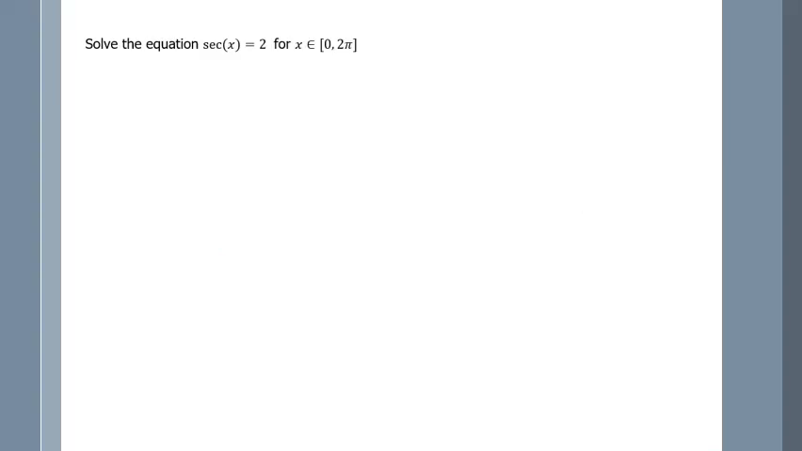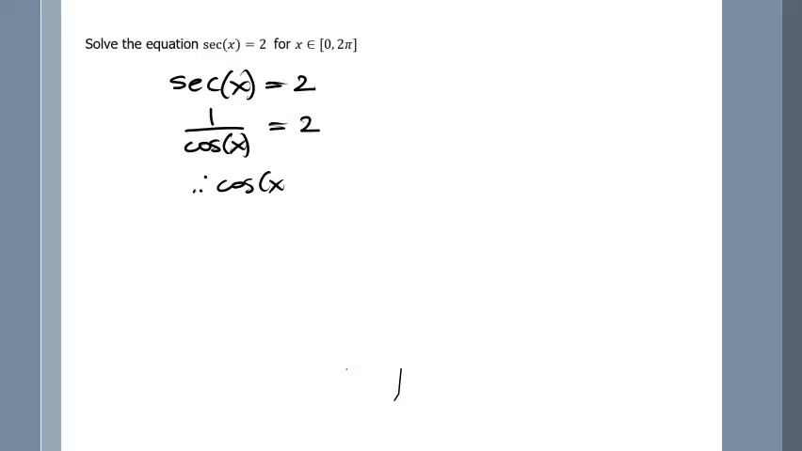To solve the equation sec x equals 2 for x's between 0 and 2 pi, the first thing we need to do, we know sec x is equal to 2, but we know that sec x is 1 on cosine of x. That equals 2. Therefore, if we flip them both, cos x equals 1/2.